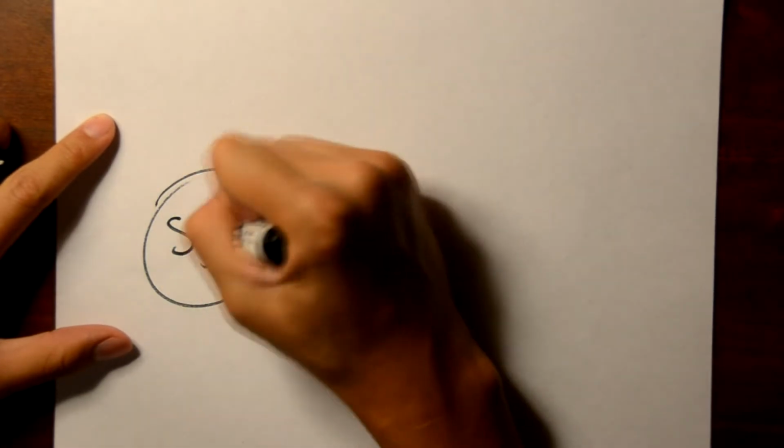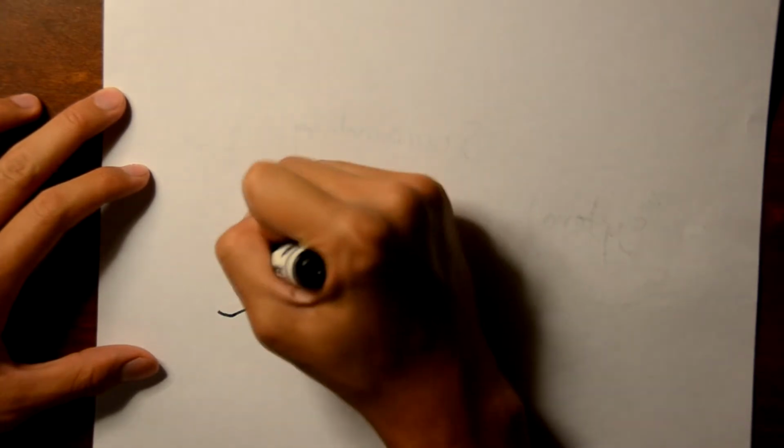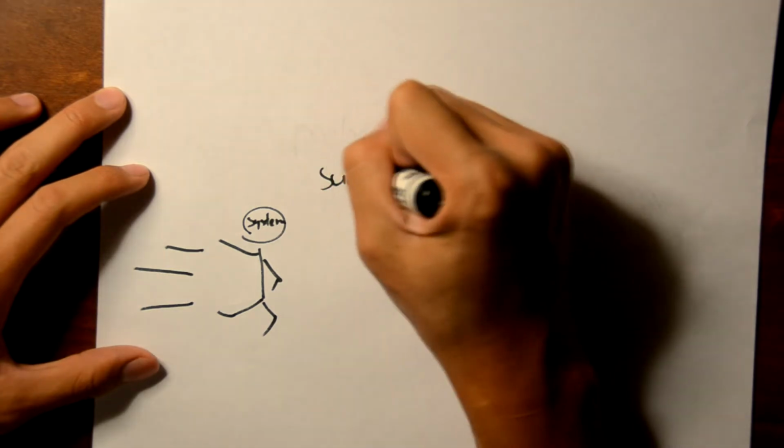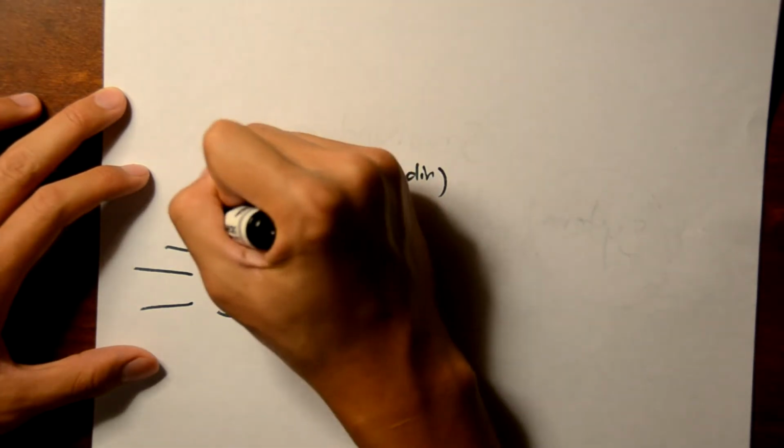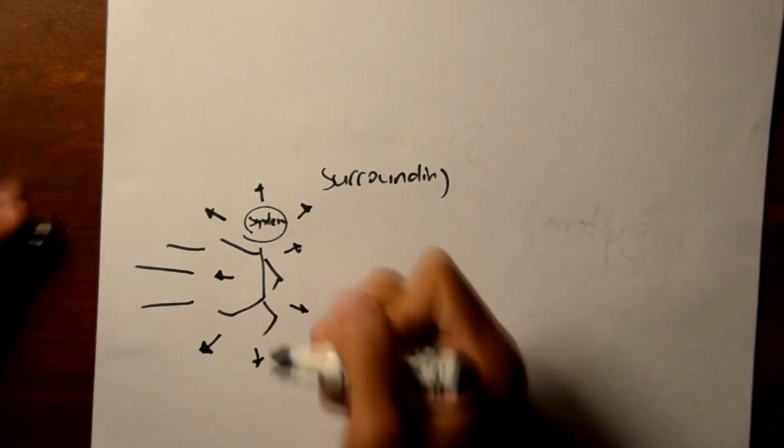The system and its surroundings. The system is part of the universe. The surroundings are everything else in the universe. For example, I am a system, and while I run, I release heat into the universe. The system and surroundings balance with each other to set an equilibrium.